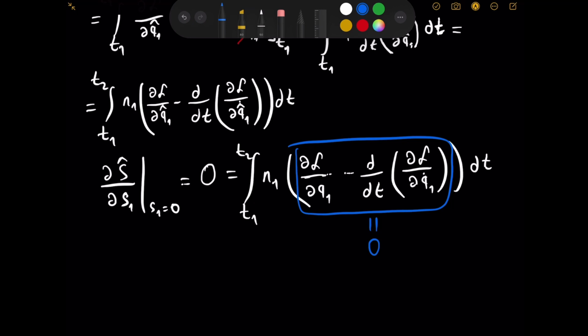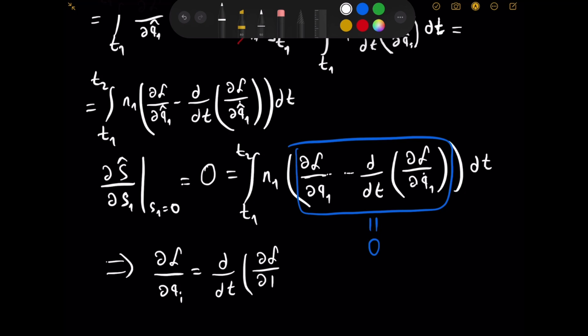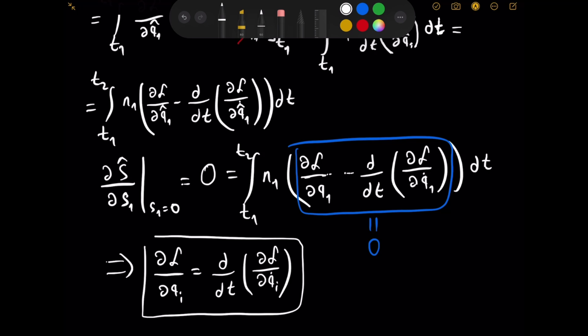So you would just obtain the general result that dL by dqi is equal to d by dt of dL by dqi dot, which is the Euler-Lagrange equation. And here i goes up to n.